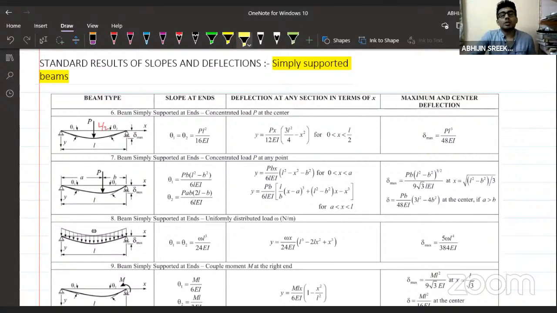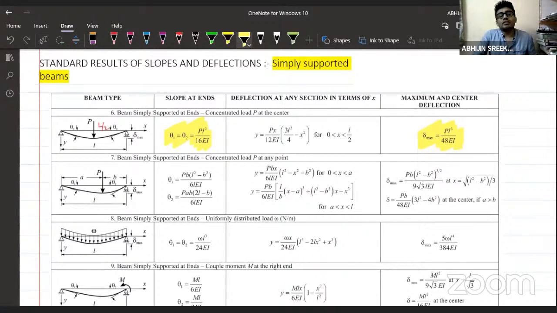These are the points you have to remember. Theta 1 and theta 2 will be the same, because the loading is symmetrical here. The slope at the ends will be the maximum and is equal to PL square by 16 EI. The maximum deflection, delta max, will be at the center and is equal to PL cube divided by 48 EI. You have to remember these two results.